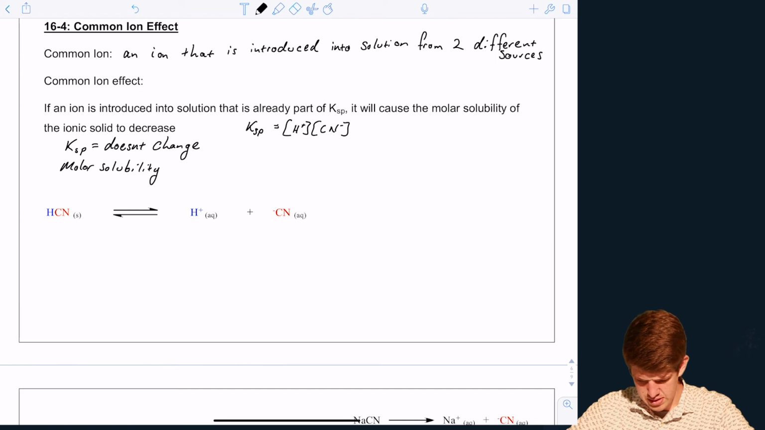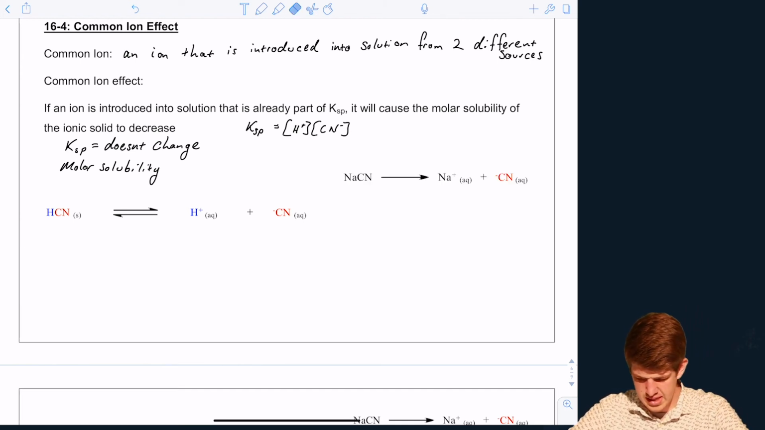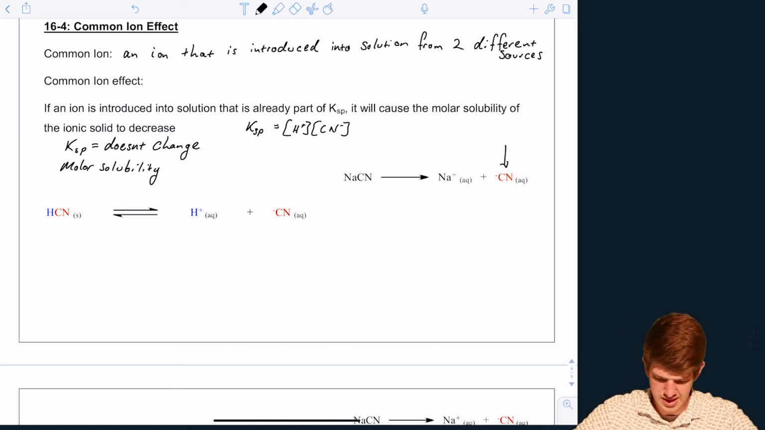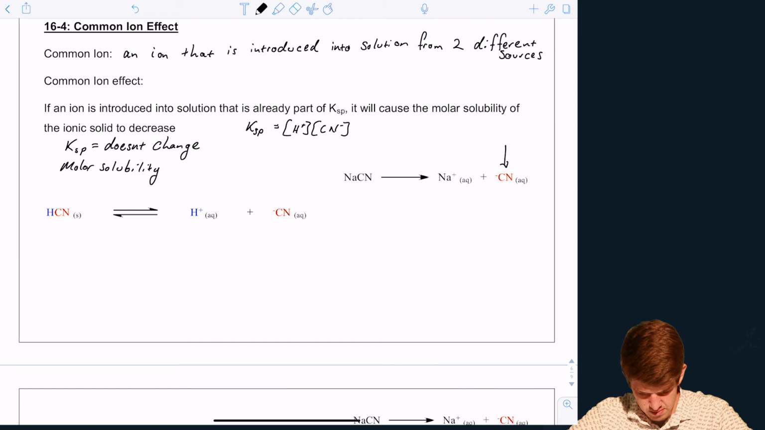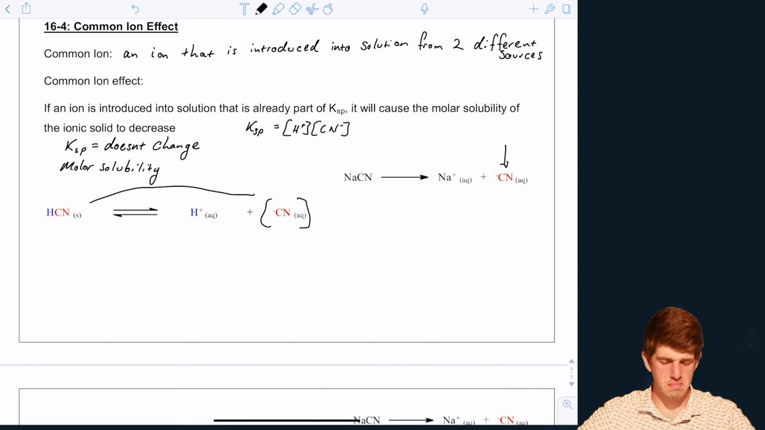But what happens if I introduce NaCN? Well, CN is already a part of the KSP expression. And so if I increase the amount of CN, what's going to happen? Equilibrium is going to be thrown off. I'm going to have too much of this variable, and it's going to cause me to precipitate more HCN. I need to account for that change to get back to equilibrium.